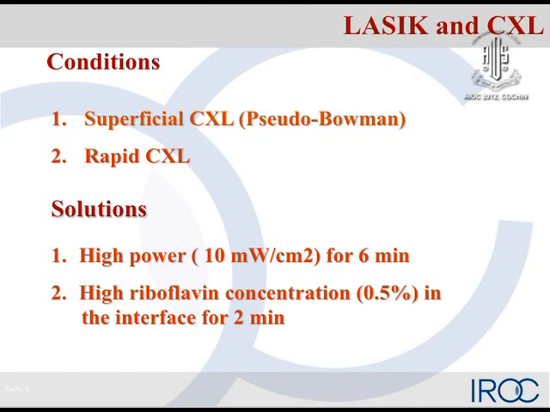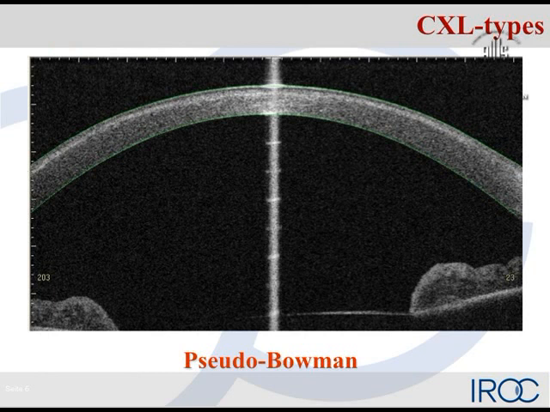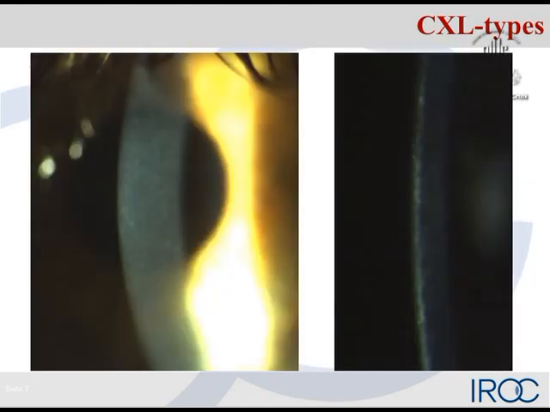We did a superficial cross-linking, creating that pseudo-Bowman, a rapid cross-linking. That means that it's very localized, a higher power, 10 milliwatt per square centimeter for 6 minutes, and a high riboflavin concentration in the interface under the flap for 2 minutes. 1 month after, you can easily see in OCT that you do have a pseudo-Bowman's. You have created a very localized cross-linking layer, and we know that we have a more than 4-fold increase in biomechanical stiffness in that pseudo-Bowman's layer.